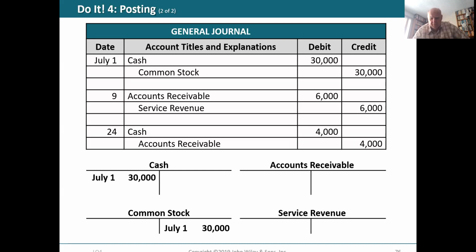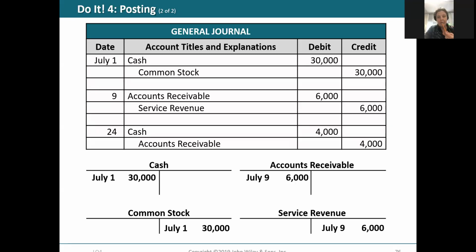Accounts receivable. We're going to debit accounts receivable for the 6,000, and credit service revenue. Good. And was the service already done? Yes, because we have to do the service to receive the money. In this one, we did do the service, they're saying.